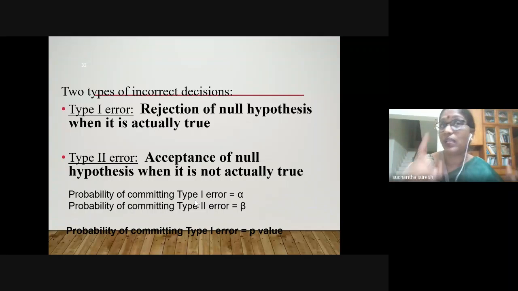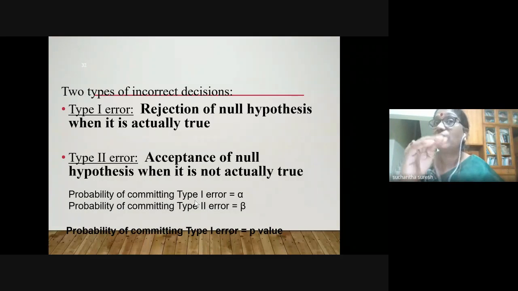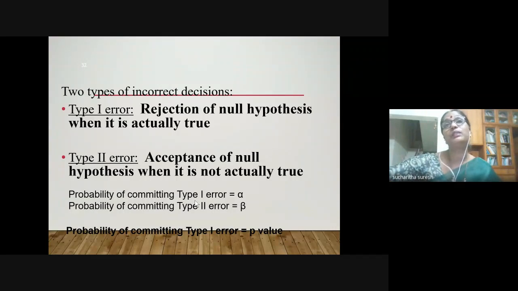Ideally, it should be 0. I told you, ideally error should be 0, but it is not possible for a human being. If it were so, none of the hypotheses would be accepted. You understood? So that's why 5% error can be allowed to reject the null hypothesis.